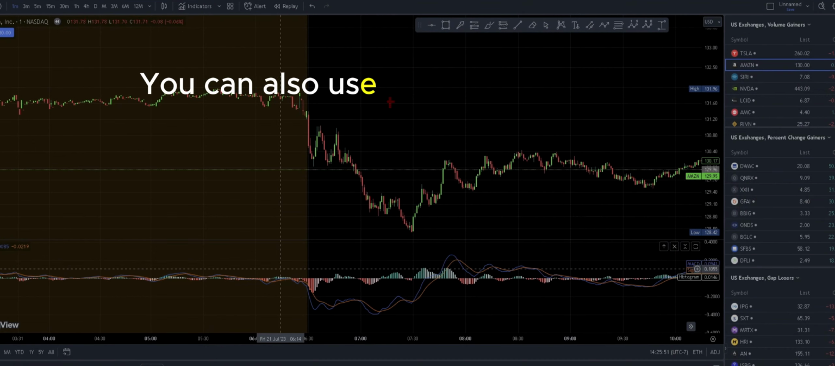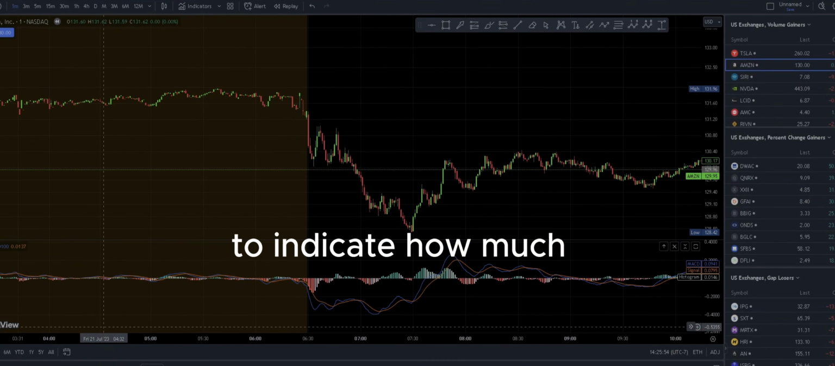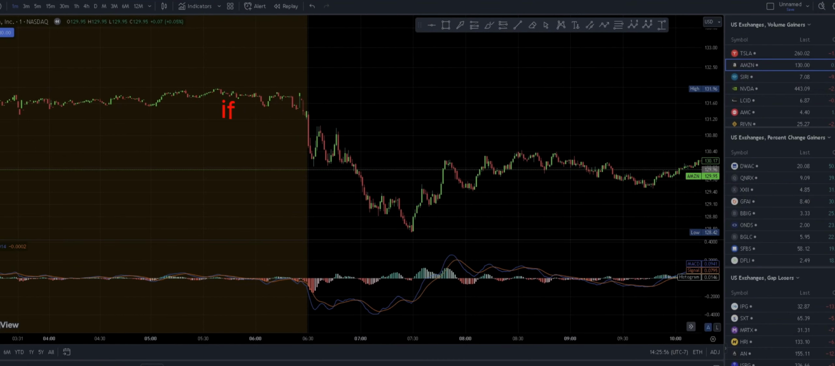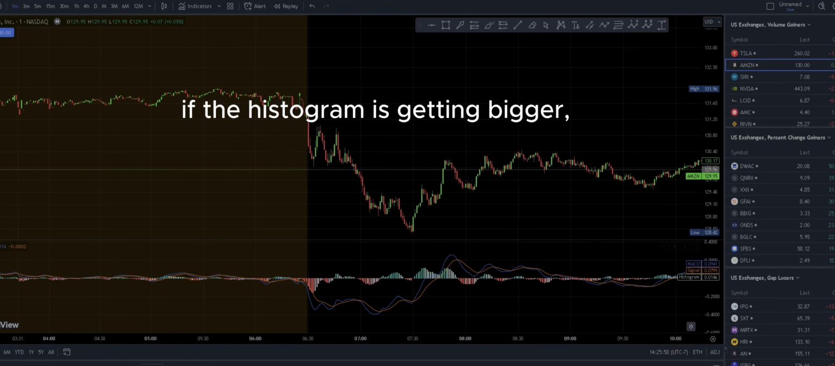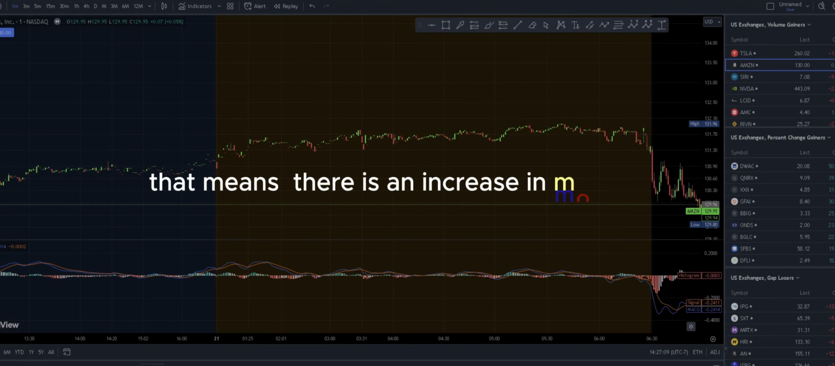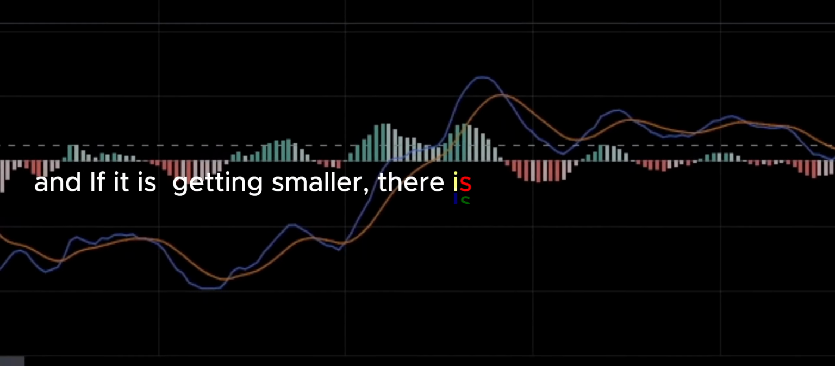You can also use the histogram to indicate how much momentum there actually is. If the histogram is getting bigger, that means there is an increase in momentum, and if it is getting smaller, there is a decrease in momentum.